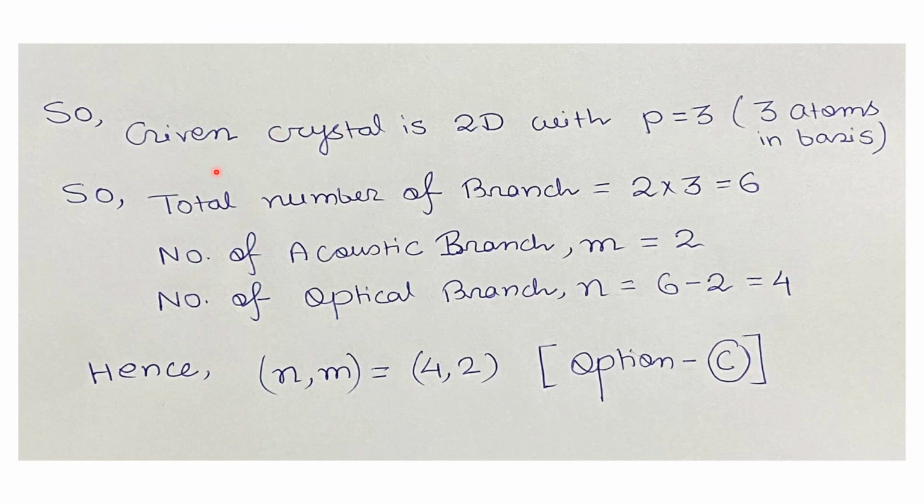Now, it is given that the crystal is 2 dimensional with the number of bases 3, that is P equals 3, and the dimensionality of the system is 2. So the total number of phonon branches will be 2 times 3, that is 6. As it is a 2 dimensional system, the number of acoustic branches will be m equals 2. So the remaining phonon branches will be optical, so the number of optical branches n equals 6 minus 2 equals 4. So this set n comma m is basically 4 comma 2 in our case. So option C is correct.